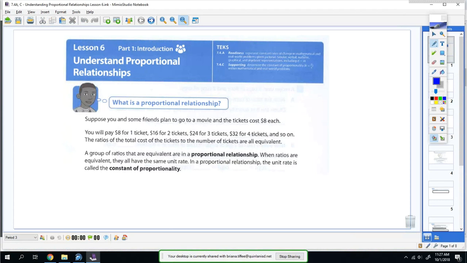When ratios are equivalent, they all have the same unit rate. In a proportional relationship, the unit rate is called the constant of proportionality. So this is what a table would look like.